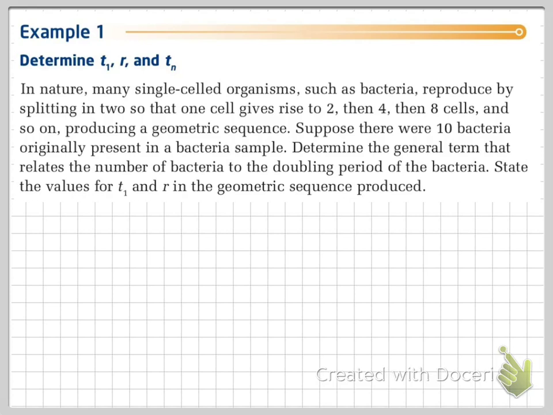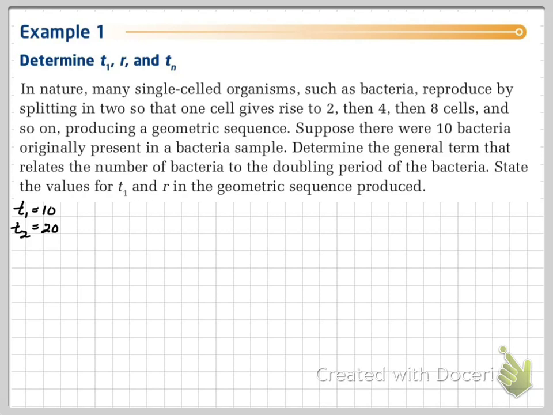Let's do example 1. Determine the first term, the common ratio, and T of n. In this example, it's said that in nature many single-celled organisms, such as bacteria, reproduce by splitting into 2, so that one cell gives rise to 2, then 4, and then 8, and so on, producing a geometric sequence. Suppose there were 10 bacteria originally present. That would be our term 1. That means that term 2 would have to be 20. Determine the general term that relates the number of bacteria to the doubling period of the bacteria. State the values of T1 and r in the geometric sequence produced.